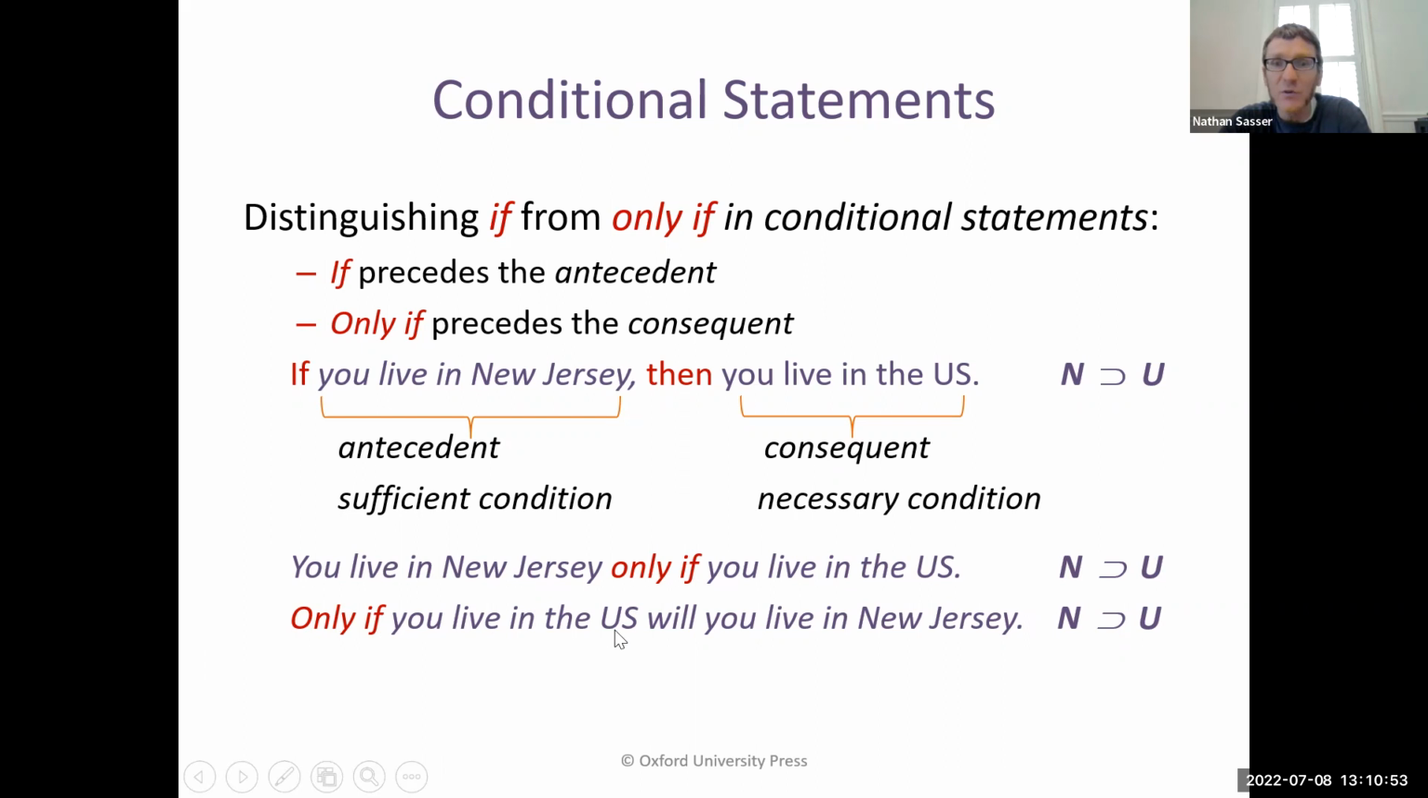So if you have "only if you live in the US, you live in New Jersey," well, "you live in the US" is the "only if" statement. It's the consequent because it follows an "only if." So that statement is going to be represented as the consequent. That you live in New Jersey, the antecedent, is still going to come first, even though it comes last in the English sentence. I've got a whole other video which walks through this more slowly if you need to hear this again, which I don't blame you if you do.